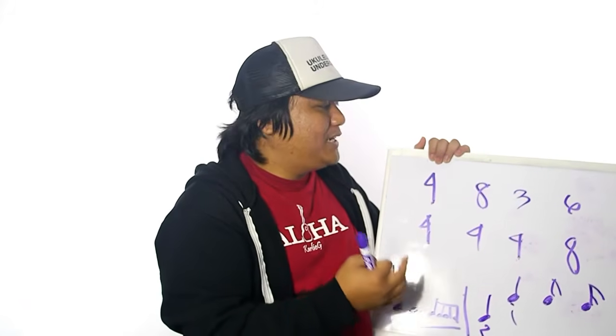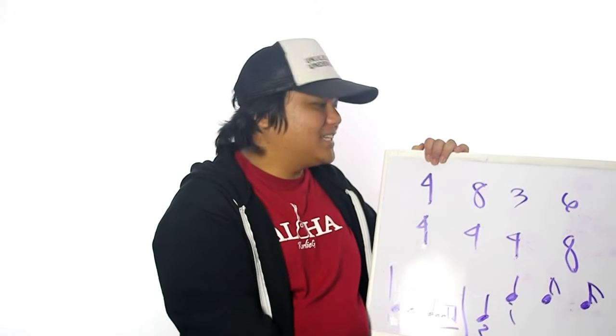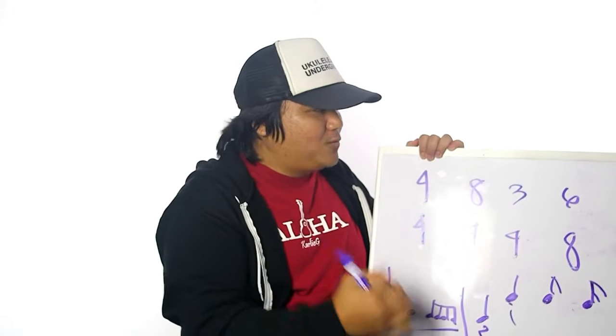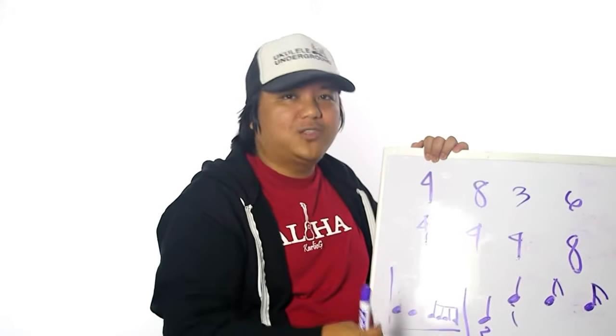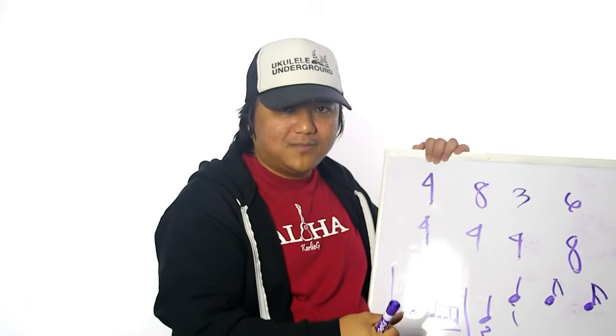So 6 is like a long count. 1, 2, 3, 4, 5, 6. 1, 2, 3, 4, 5, 6. But the trick to this is doing it really fast, a really fast rhythm. So you go 1, 2, 3, 4, 5, 6, 1, 2, 3, 4, 5, 6.